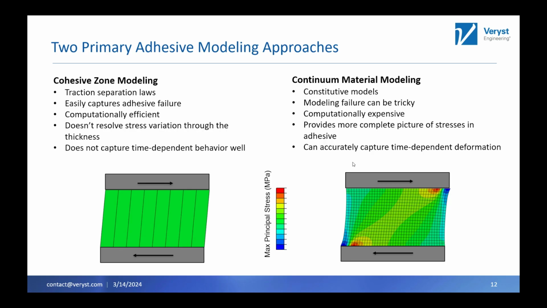They're generally not very good at modeling failure, or at the very least, it's more difficult to model failure with a continuum material model, and they are much more computationally expensive. So you're getting more detail. You're resolving the stress essentially through the thickness of the adhesive joint in this particular case. But you're paying for that on the back end, which is that you need to spend more time on your computer. It's going to take longer to run. It's going to take longer to converge.